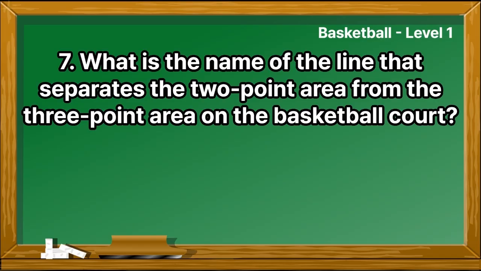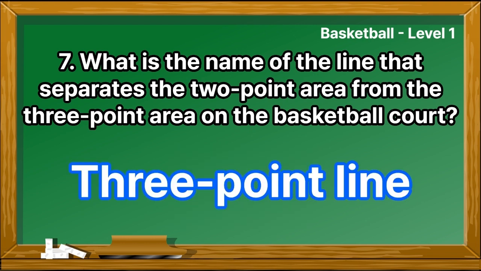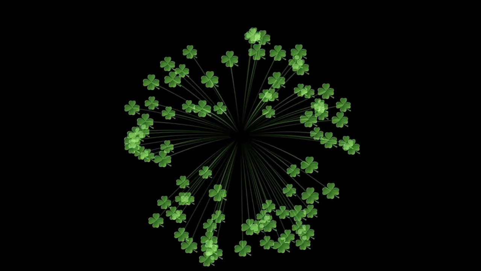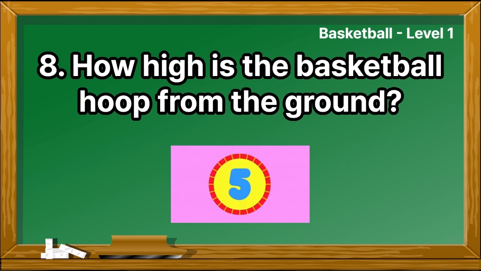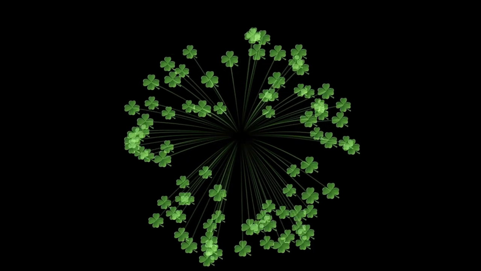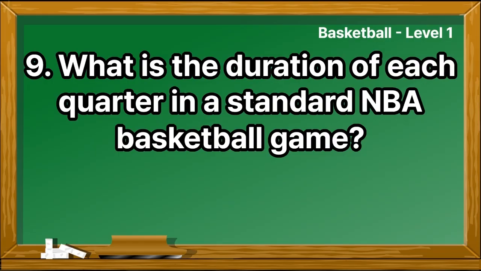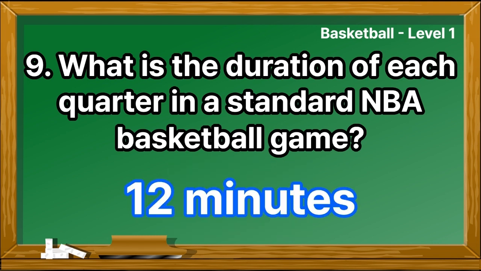What is the name of the line that separates the two-point area from the three-point area on the basketball court? Three-point line. How high is the basketball hoop from the ground? Ten feet. What is the duration of each quarter in a standard NBA basketball game? 12 minutes.